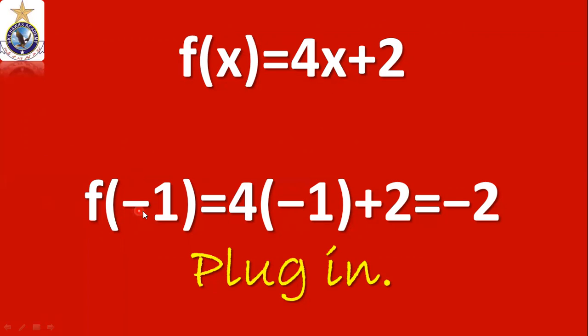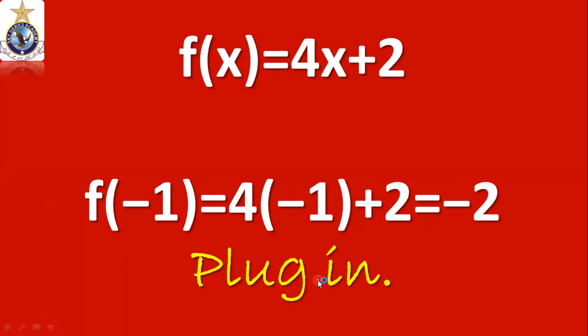F at x is -1. So when we are putting the values, we will have to replace each and every x with -1. So here we have 4 multiplied by x, where x is now being replaced with -1, and this 2 will remain the same. After the simplification we will get -2. So f at x is equal to -1 is -2.